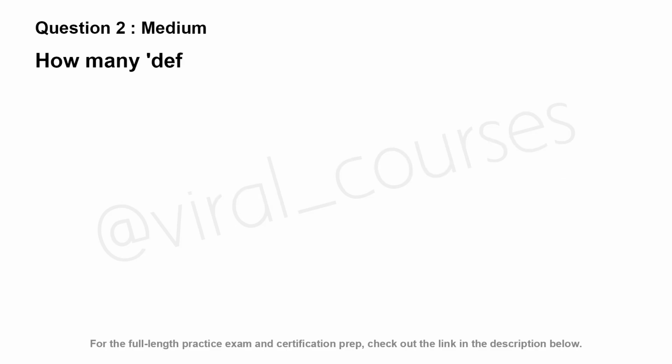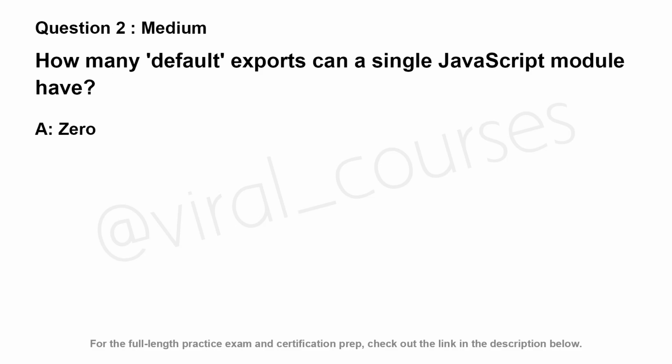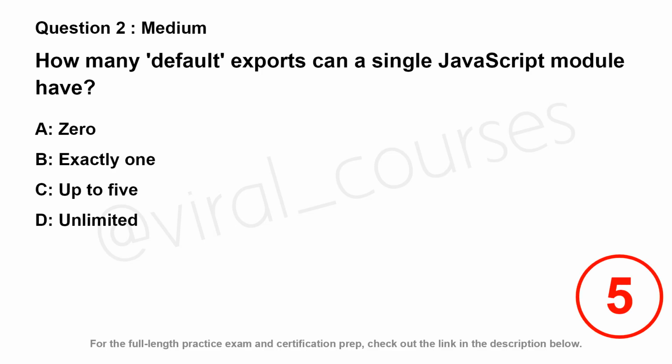How many default exports can a single JavaScript module have? Option A, 0. Option B, exactly 1. Option C, up to 5. Option D, unlimited.